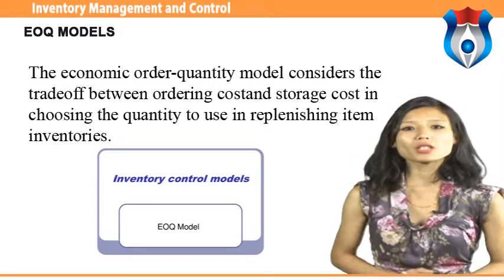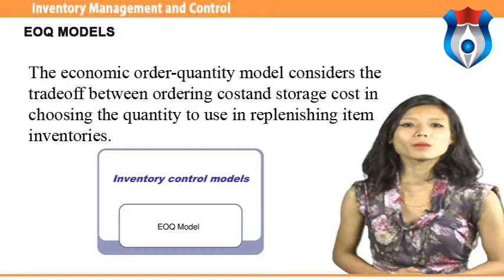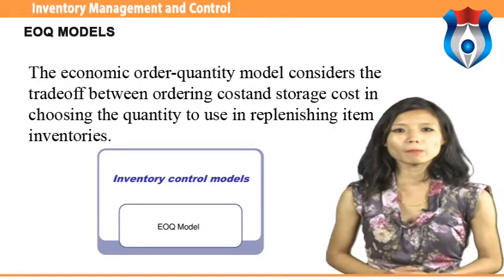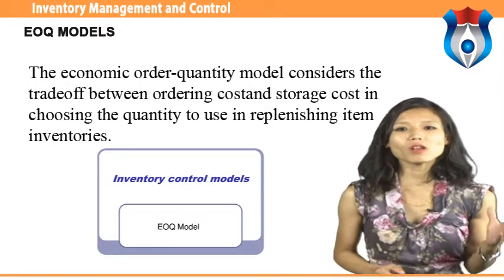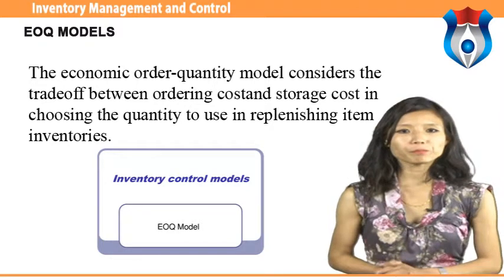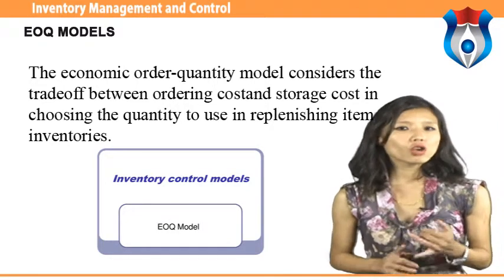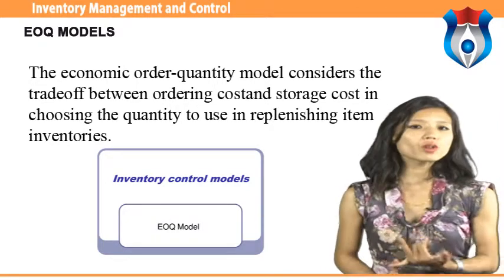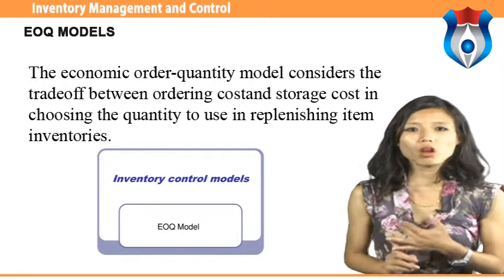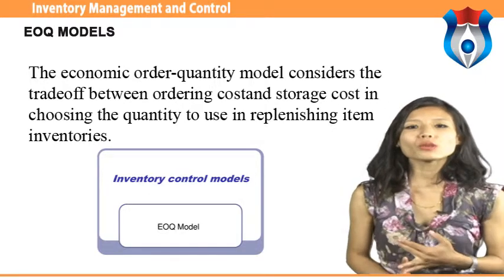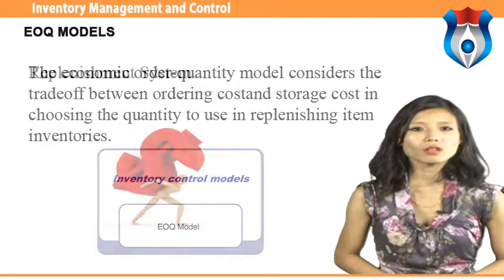The primary objective of a good inventory management system is to keep the inventory costs to the minimum. The three major elements of inventory costs are as below: ordering costs, storage costs, cost of carrying inventory, and stock out costs, cost of lost sales due to inventory shortages.